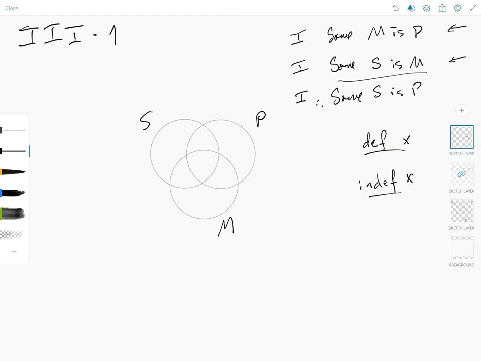So we have two. We have an indefinite x for the M that is a P. Since we don't know where it goes, we have to indicate that we don't know where it goes by putting it in the region of M overlapping P, but on the fence formed by the S circle. And similarly, the indefinite x in the minor premise, the S that is an M, goes here for the same reasoning. We know it has to go in the region overlapping S and M, but the problem is we don't know whether it is in or out of the P circle, so it's an indefinite x as well.